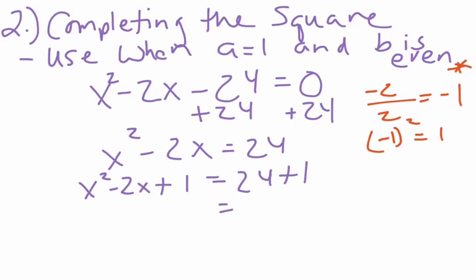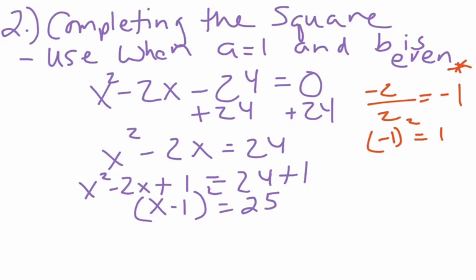On the right-hand side here, I have 24 plus 1 is equal to 25. And on the left-hand side, I will factor that, and it will always factor with whatever number you have over here halfway through your work. So we have, what do we have? x minus 1 all squared.